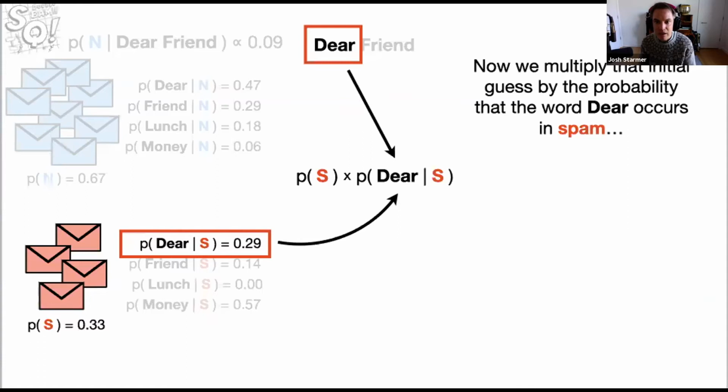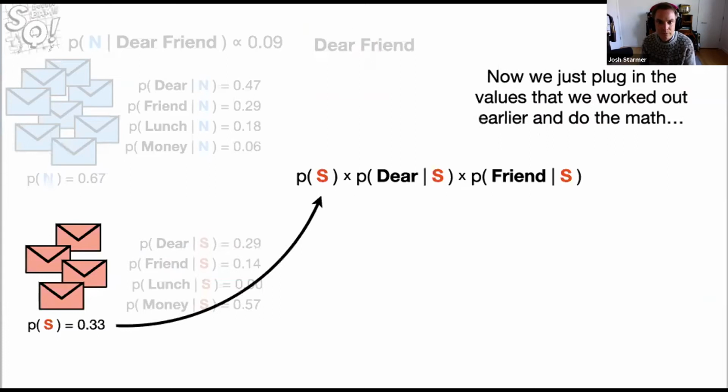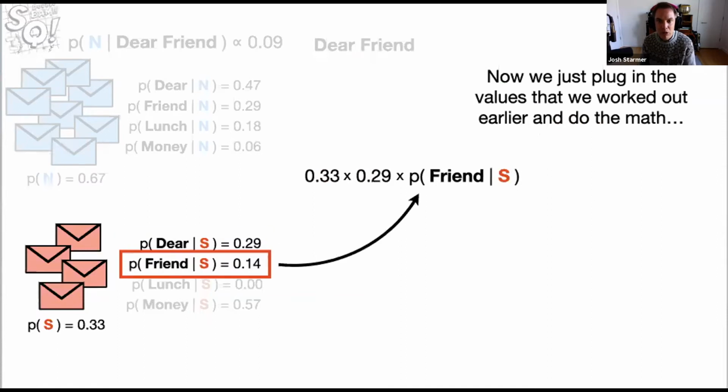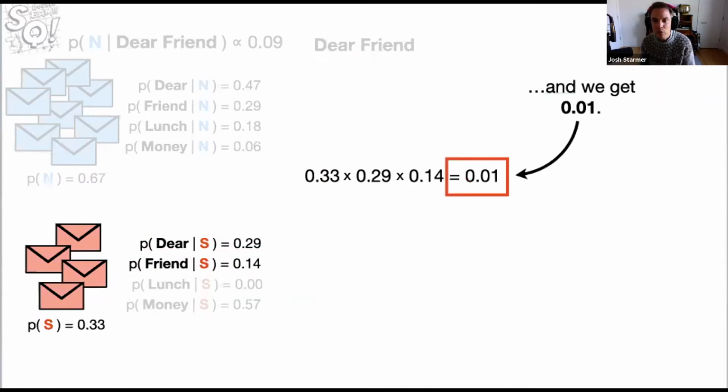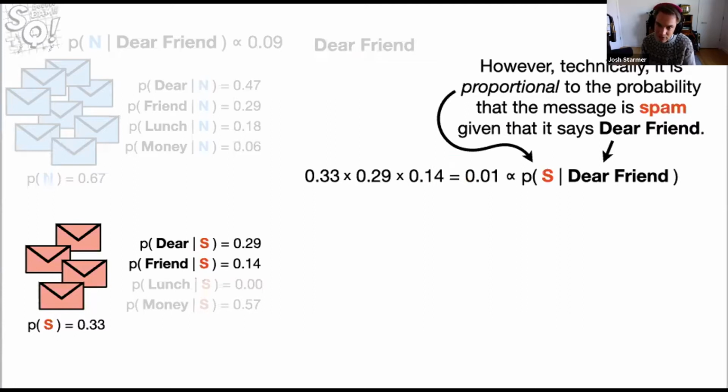Now we multiply that initial guess by the probability that the word dear occurs in spam, and the probability that the word friend occurs in spam. Now we just plug in the values that we worked out earlier and do the math. Beep, boop, boop. And we get 0.01. Like before, we can think of 0.01 as the score that dear friend gets if it is spam. However, technically, it is proportional to the probability that the message is spam, given that it says dear friend.